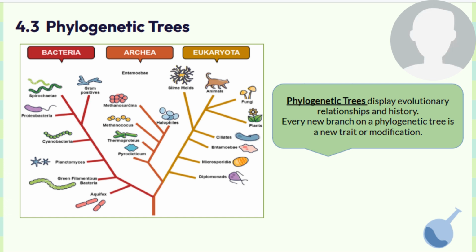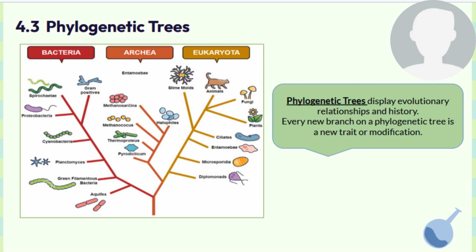After the proposal of the theory of evolution, we needed a way to store all of this evolutionary history. This is where phylogenetic trees come in. Phylogenetic trees can simply be thought of as a very complex, large family tree. As we see, on each of the branches, a new trait has been added to the previous organism.